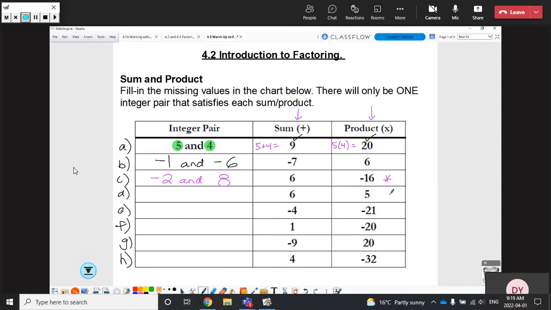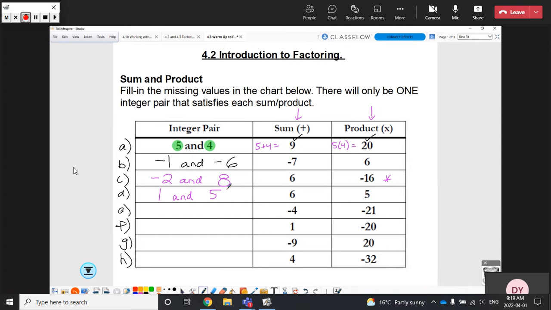So how about this one here? These are the ones that bother me, because it's like the last thing that I think of. Multiplies to 5 and adds to 6. What do we got here? Yeah, 1 and 5. Those ones always slip my mind. +1 and +5 for sure. How about the next one here? E, -4 and -21. What do you got?